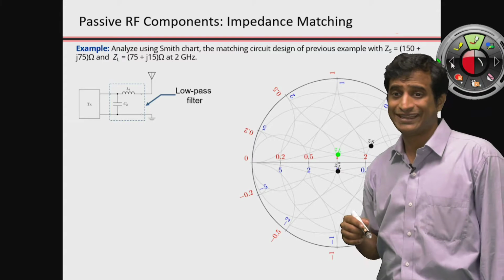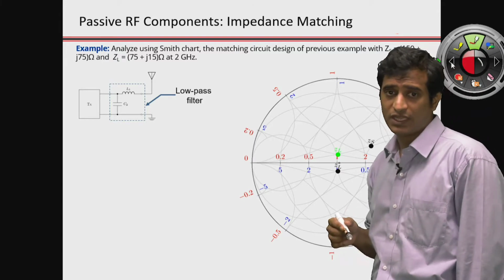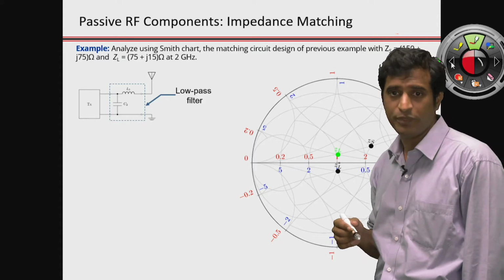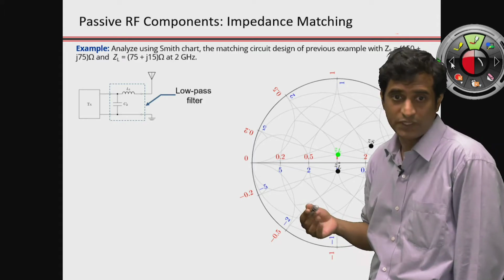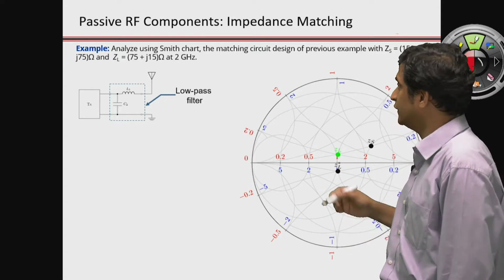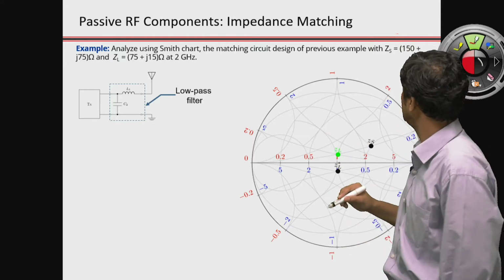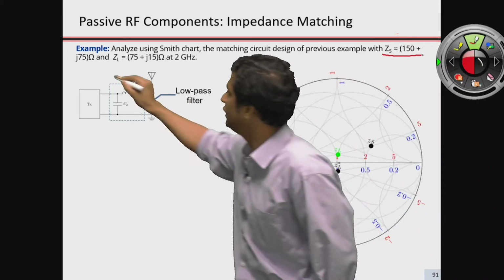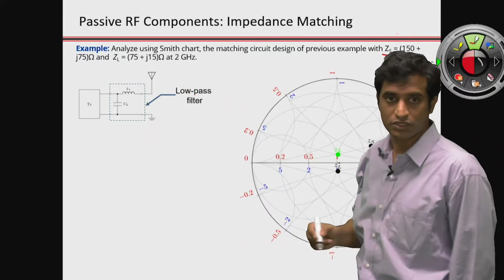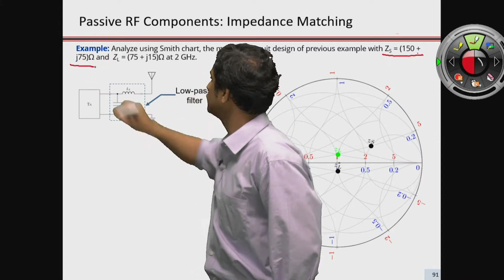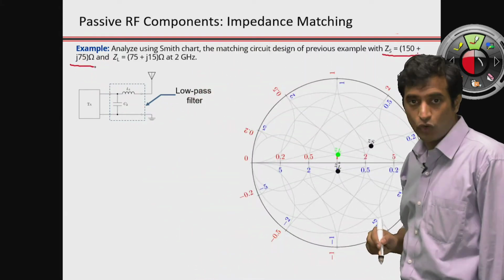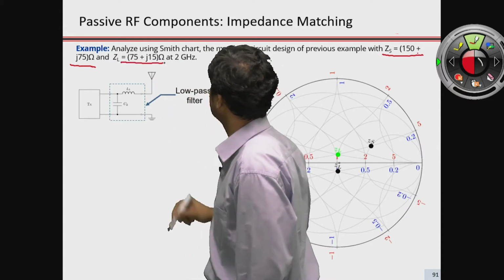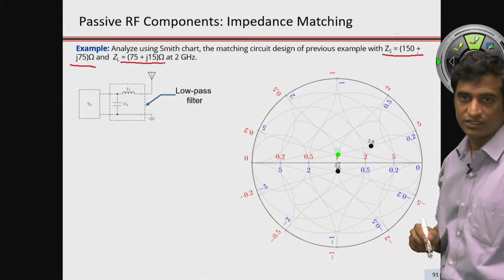Let us take an example of how to design an impedance matching circuit to match a certain load impedance to a certain source impedance. In this particular example, we are using the Smith chart to match a source impedance of 150 plus j 75 ohms to a load impedance of 75 plus j 15 ohms at a particular frequency of 2 gigahertz.